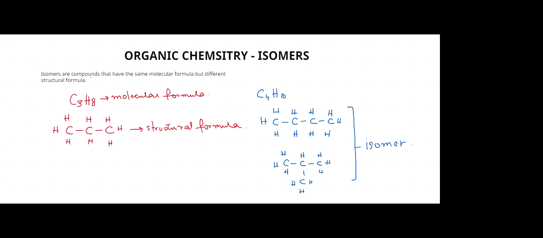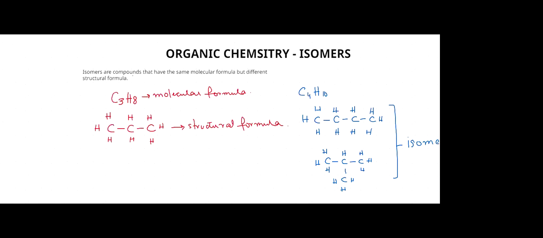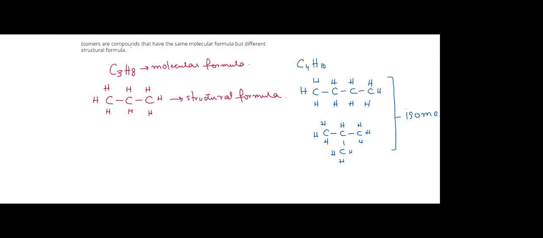So we will say that these two molecules are isomers of each other because they both have the same number of carbons and the same number of hydrogens, but the structure is different. Right? Making sense so far? Shreya, is this making sense? Viraj? Yeah. Okay.